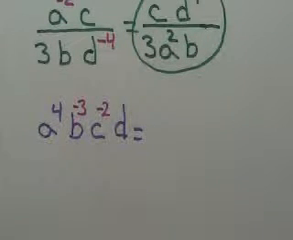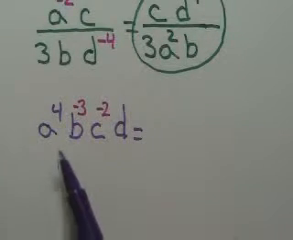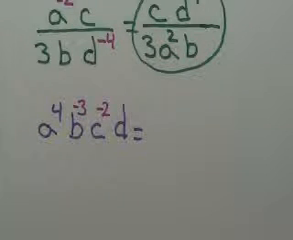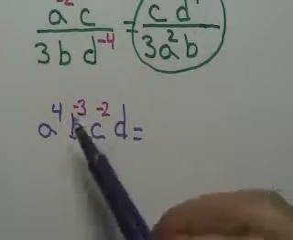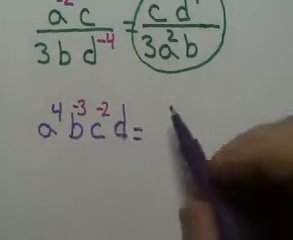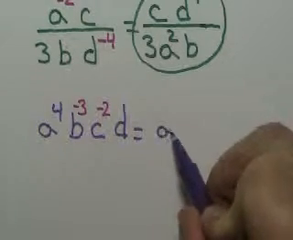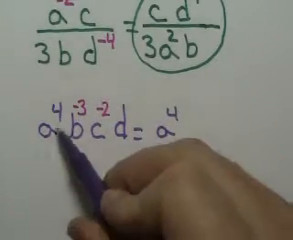Here's our third example. Notice we don't even have a fraction bar. Okay, our first one, we have a to the fourth. Well, that's okay. That can stay on top. It's on top.